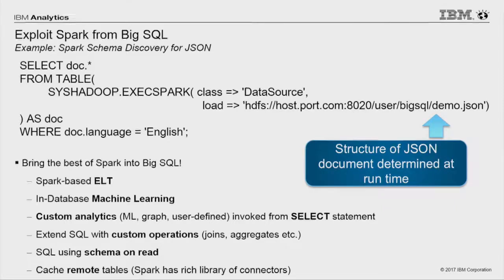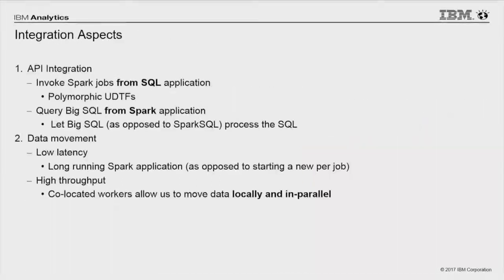And the way this works is very simple. Here's a select statement where you're referencing a table, which happens to be a SPARC job, and here we're accessing a JSON document. We don't know the structure of the JSON document ahead of time. So this, in our view, brings the best of SPARC into BigSQL. You can imagine the number of applications this allows you to pursue now: machine learning, custom analytics, schema on read. And because SPARC has a rich library of connectors, you're able to access data in storage that our federation capabilities may not currently support.